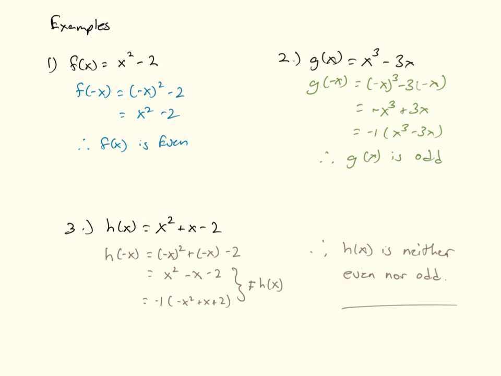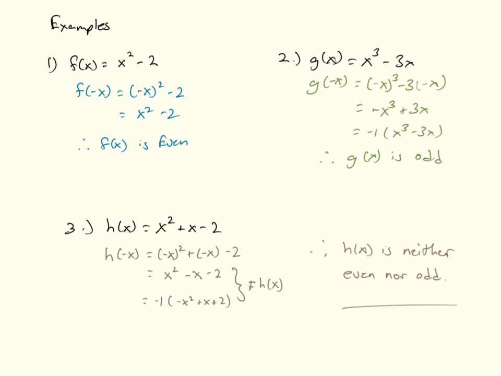Let's look at function g. g of x is x cubed minus 3x. So g of the opposite of x, I replaced all the variables with a negative x, or opposite of x. And I take the opposite of x to the third power. Well, that's going to come out to be a negative x cubed when I multiply it out. And negative 3, or minus 3, times the opposite of x will become a positive 3x.